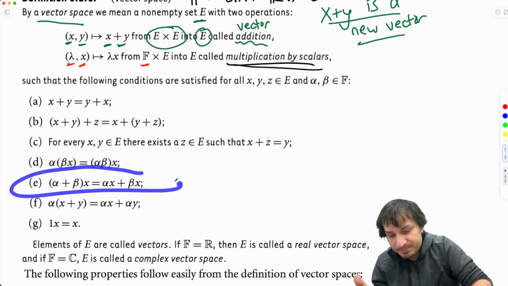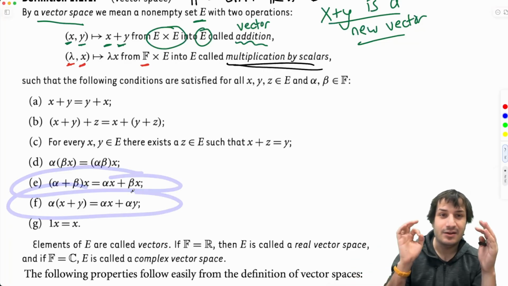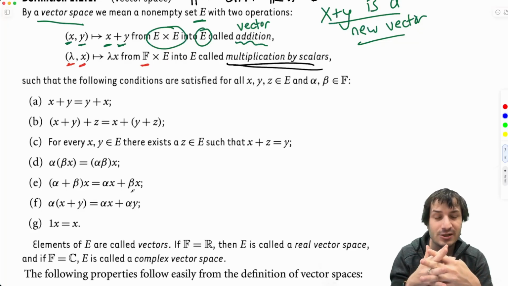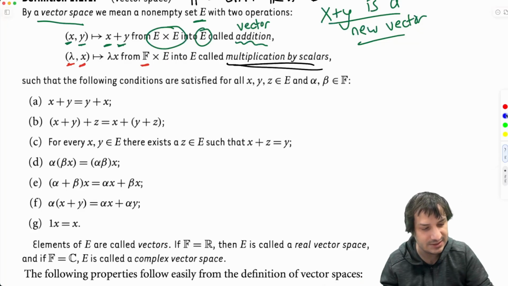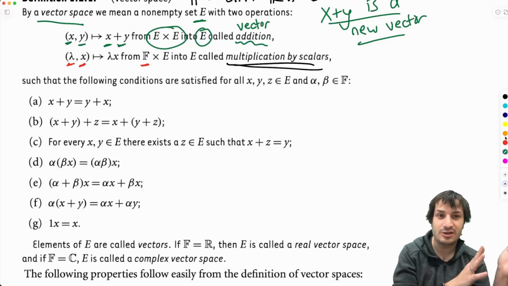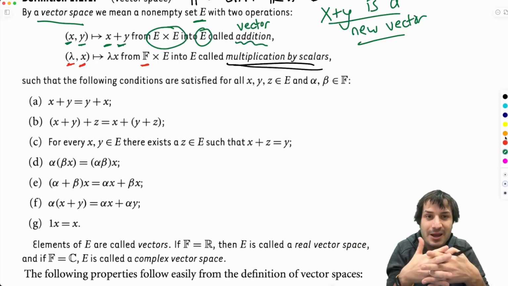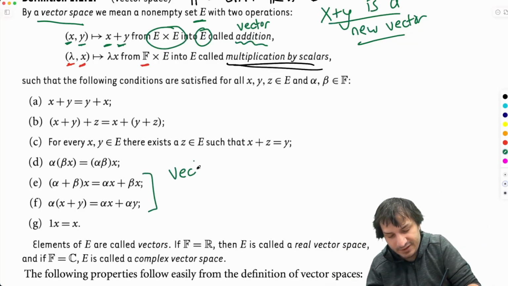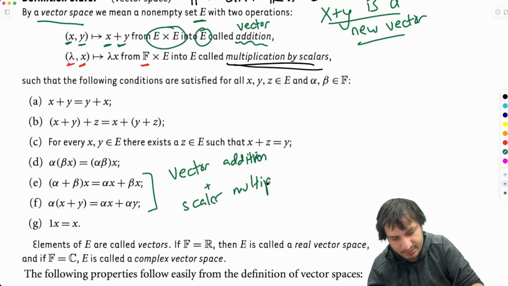This property and this property say that vector addition and scalar multiplication play nice with each other. These properties say that you can't just have any old vector addition and scalar multiplication. They have to be compatible. So this says vector addition and scalar multiplication are compatible.